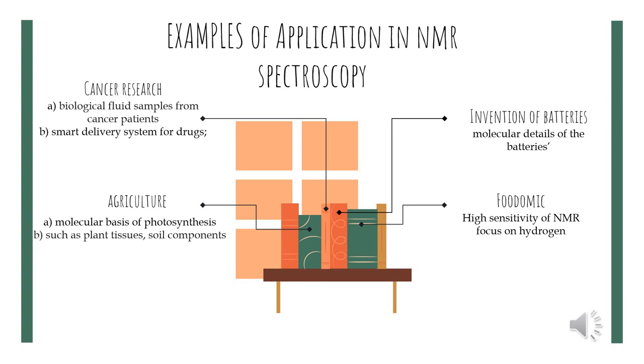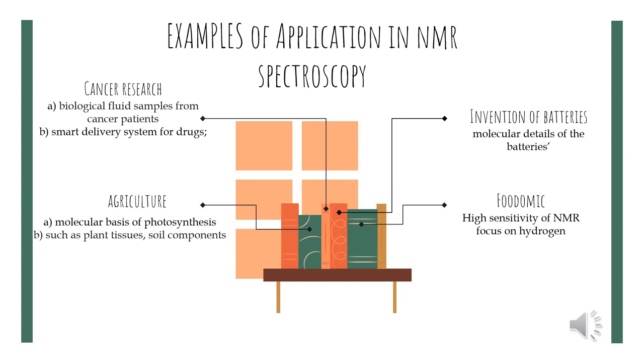Agriculture: NMR helps us understand the molecular basis of photosynthesis and other processes, thus making it possible for us to know which crop strains are best suited for different environments. It can also identify molecular composition of samples in semi-solid state, such as plant tissues and soil components. The third example is the invention of batteries. NMR plays a crucial role in establishing the molecular details of the battery's energy storing function.